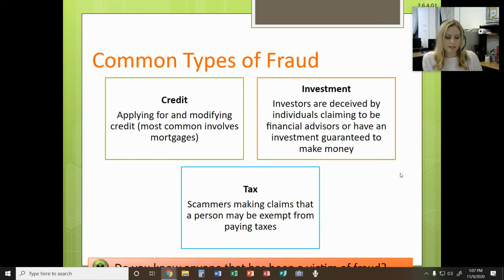Common types of fraud continued: credit fraud, that is applying for and modifying credit, most commonly mortgages, home loans. And this means that someone is applying for a credit card under your name and then racking up credit card debt. Investment fraud: investors are deceived by individuals claiming to be financial advisors or to have an investment guaranteed to make money. And then finally, tax fraud: scammers making claims that a person may be exempt from paying taxes. Anytime you hear a situation that sounds too good to be true, it probably is some type of fraud.